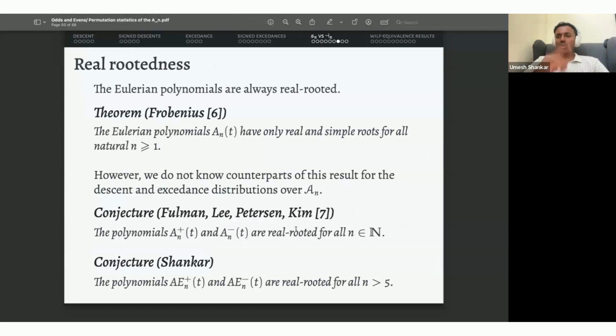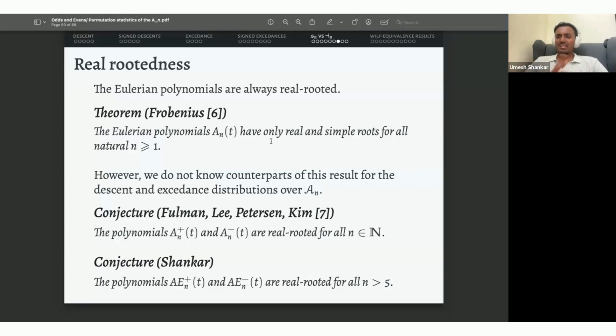Before we talk about log-concavity, let us take an aside and look at real rootedness. Frobenius proved that the Eulerian polynomials have only real and simple roots for all natural n. However, we do not know the counterparts of this result for the descent and exceedance distributions over An. These are conjectures. The descent polynomials over An and Sn minus An, An plus and An minus, are expected to be real rooted for all n.